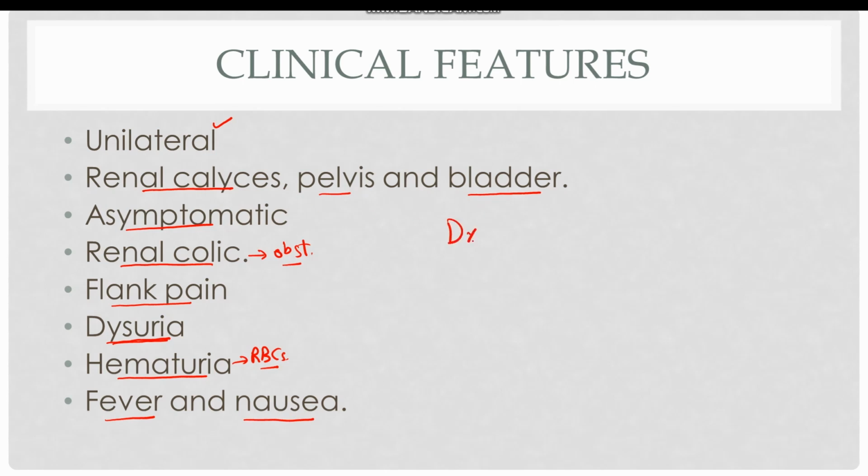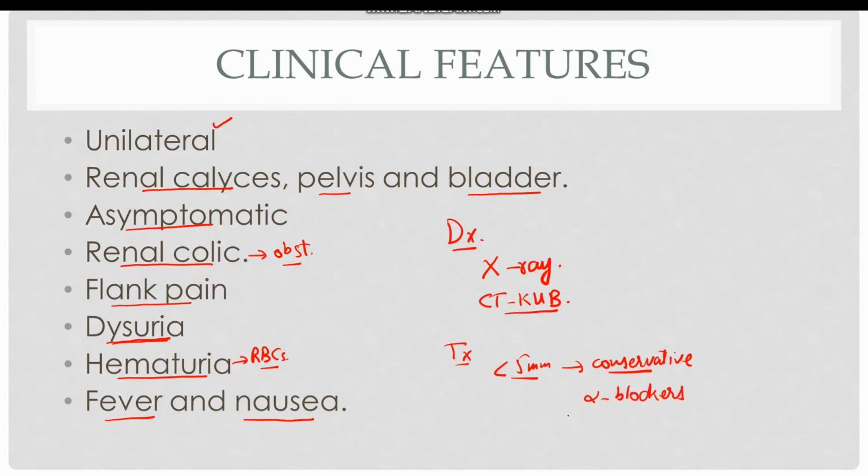The diagnosis is typically established on X-ray, and the exact size and location of the stone can be known on CT scan of kidney, ureter, and bladder. Treatment for stones less than 5 mm in size is mostly conservative with NSAIDs and alpha blockers such as alfuzosin and tamsulosin. Larger stones, however, do require surgical intervention.